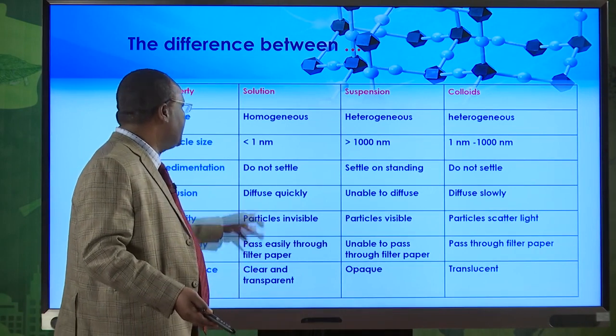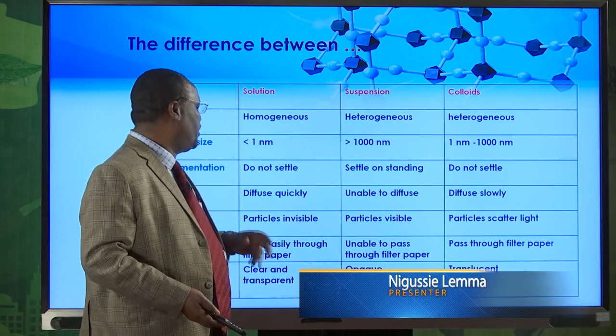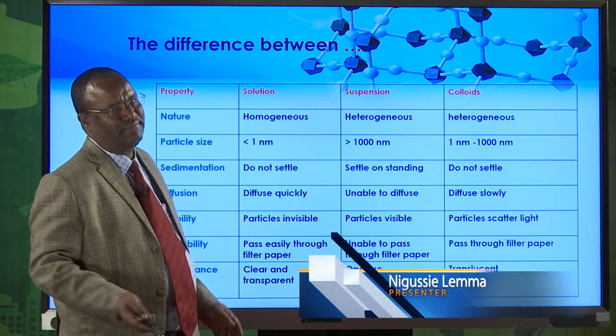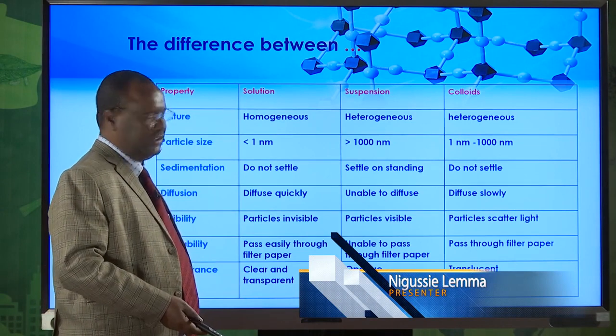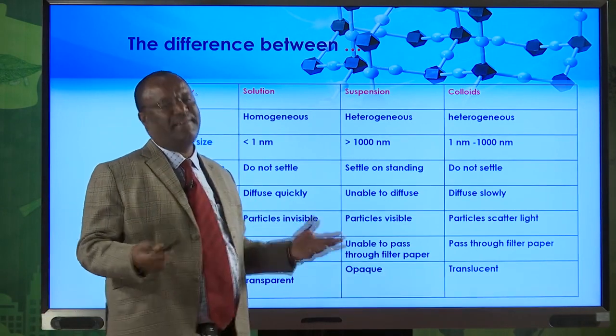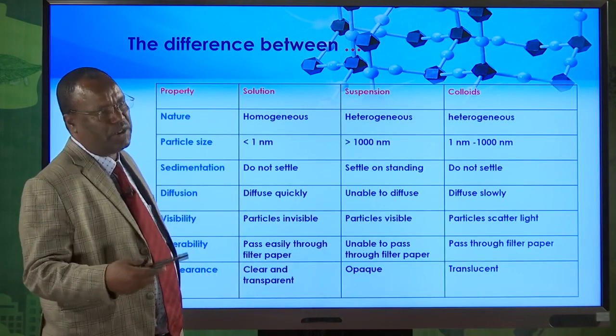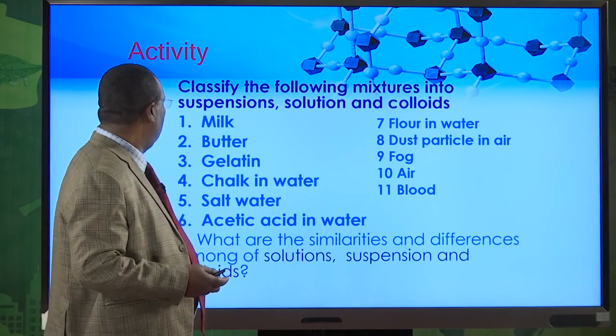Appearance. Solutions are clear and transparent. Suspensions are opaque. They do not let light pass through. They reflect the light. What about colloids? Colloids are translucent. The light is partially passing through the mixture.